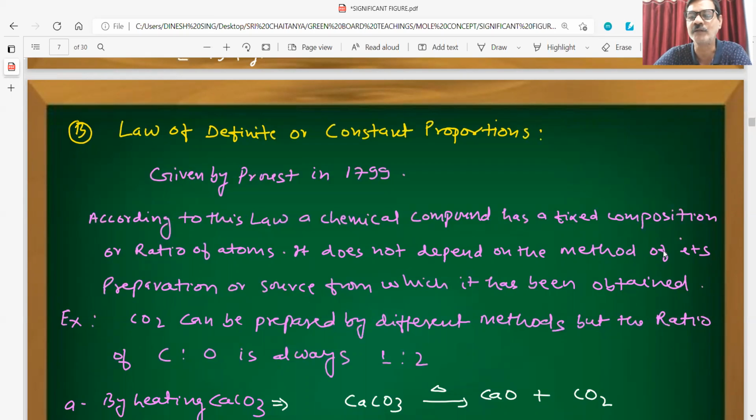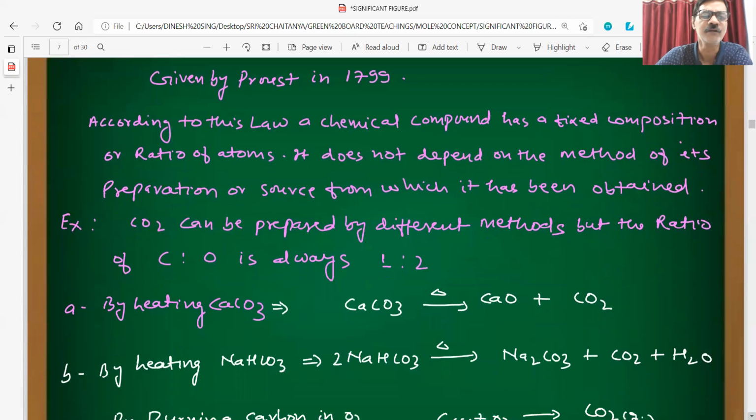By what means we are going to prepare that compound doesn't matter. The ratio of atoms will remain the same. It does not depend on the method of its preparation or the source from which it has been obtained or prepared. So that ratio will remain constant. So this is called the law of definite proportions or law of constant proportions.